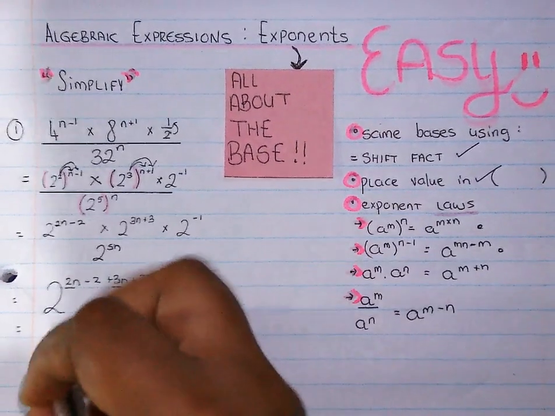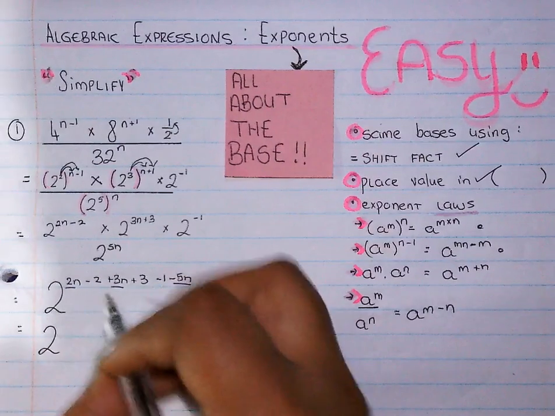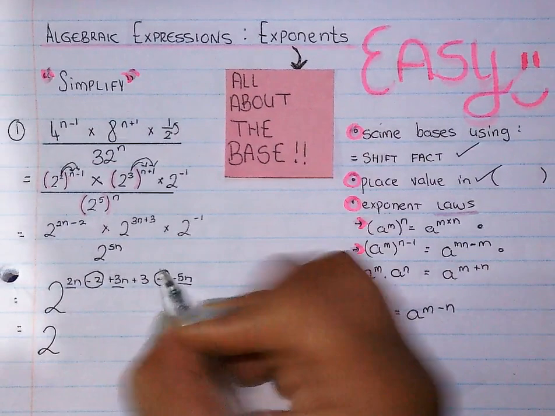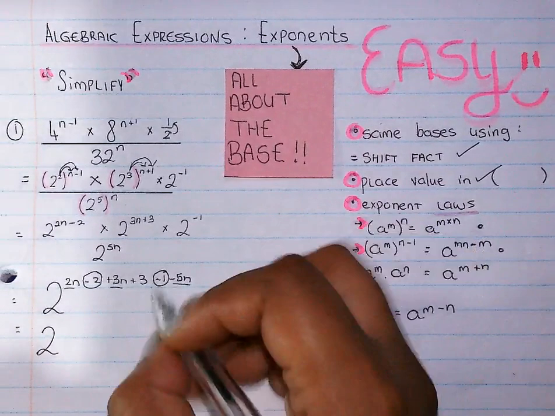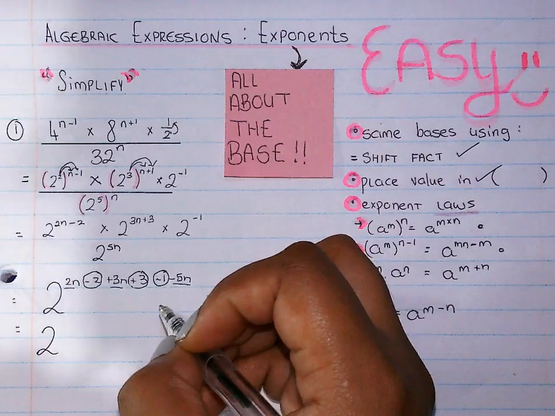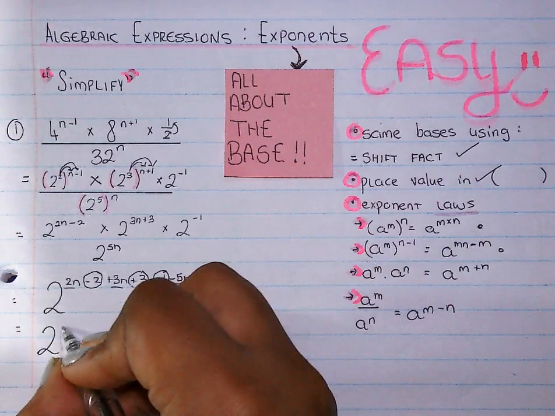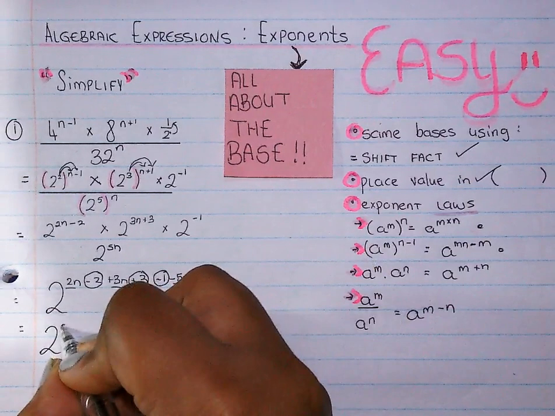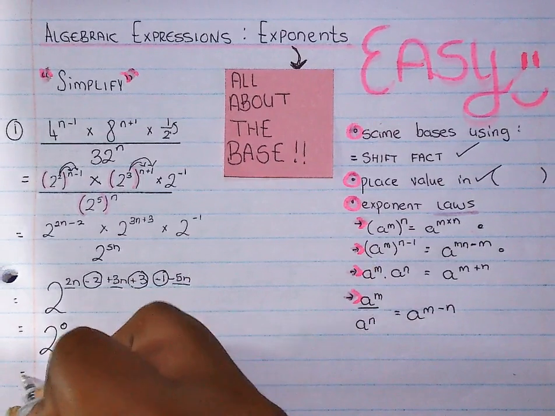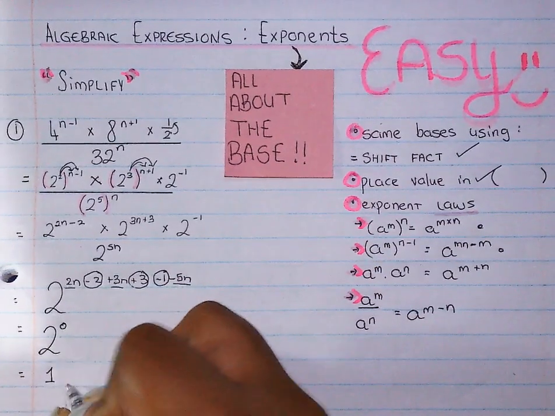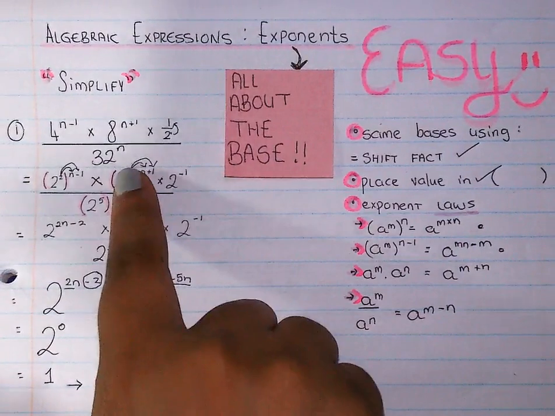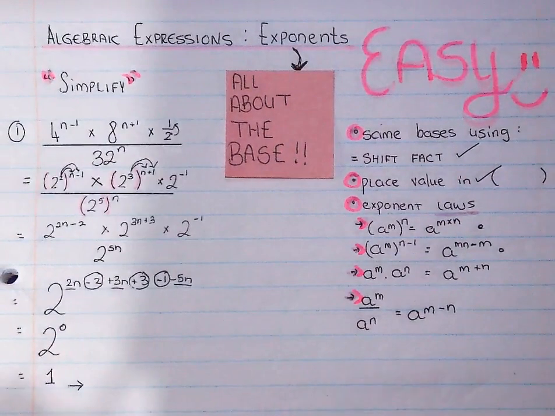Which leaves us with minus 2 minus 1, which is negative 3. Negative 3 plus 3 is 0. So we have 2 raised to the exponent 0, and therefore the final answer here is 1. That means when we substitute a certain value in, our solution will be 1.